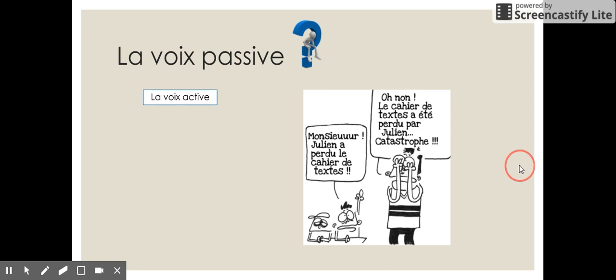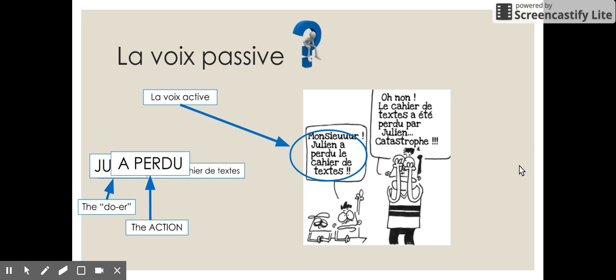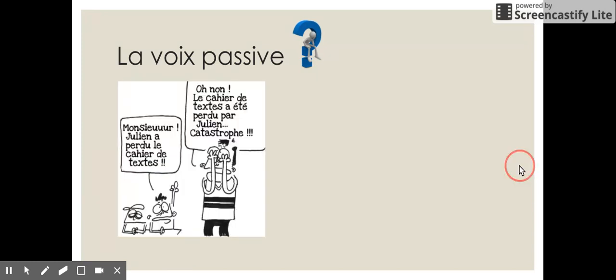So let's start with the active voice, la voix active. Julien a perdu le cahier de texte. The doer of the sentence is Julien. The action of the sentence is a perdu, lost. And the receiver of the action is le cahier. So Julien a perdu le cahier. Julien lost the notebook. So Julien is the one performing the action of the verb onto the notebook that receives it. That's active voice. D'accord?